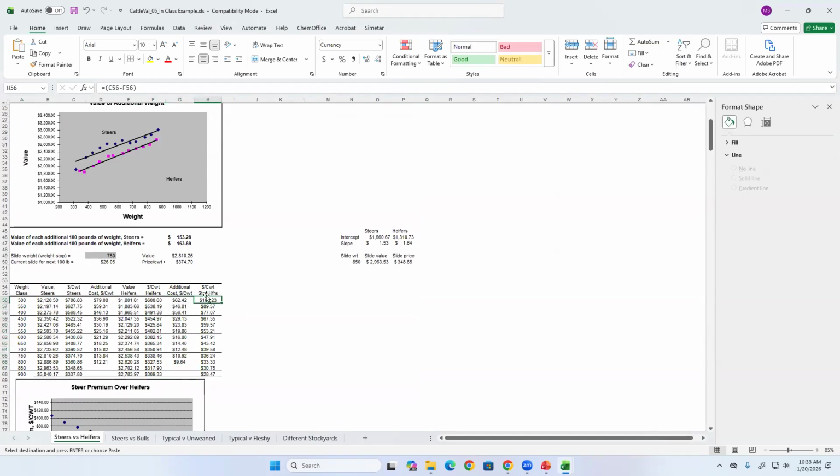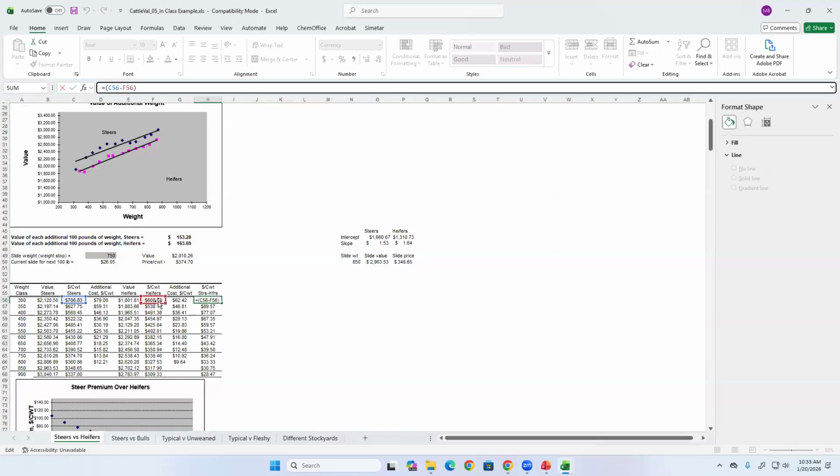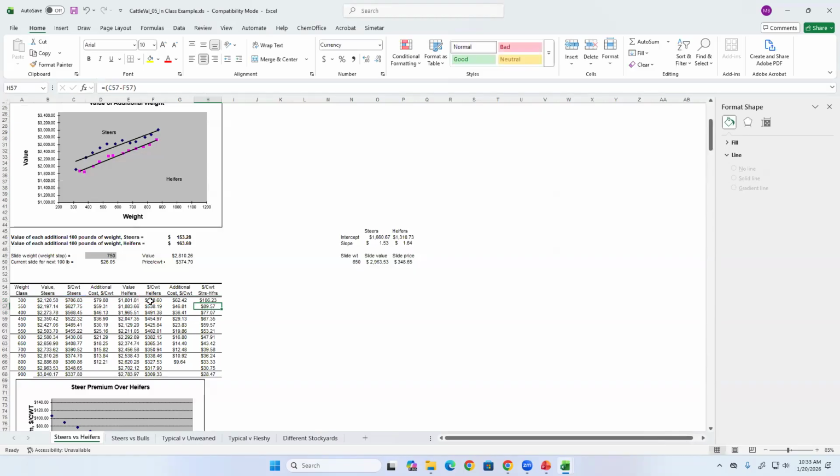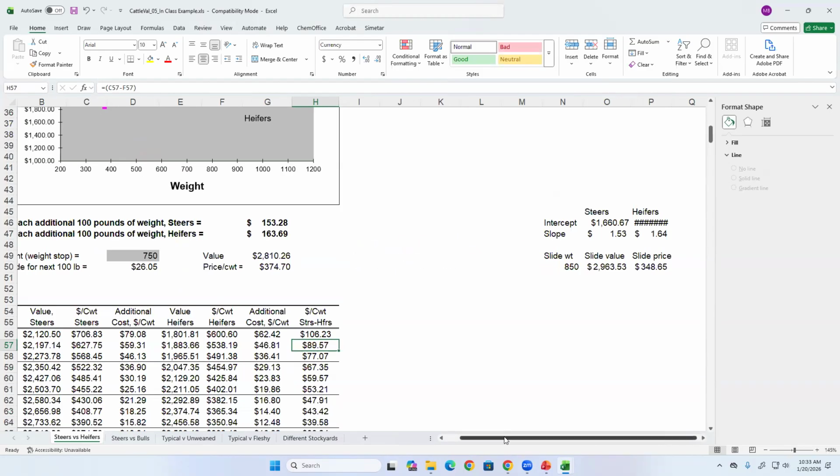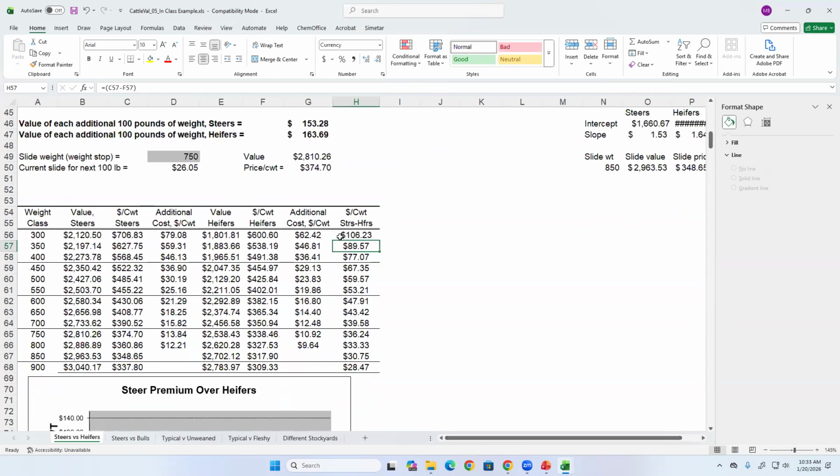And then this is basically steers, dollar per hundredweight for steers minus dollar per hundredweight for heifers. So it's showing you the premium that steers are bringing relative to heifers. Yes. Oh, yeah. Okay. All right. Do I need to go through that again? Does that make sense? You guys following this?